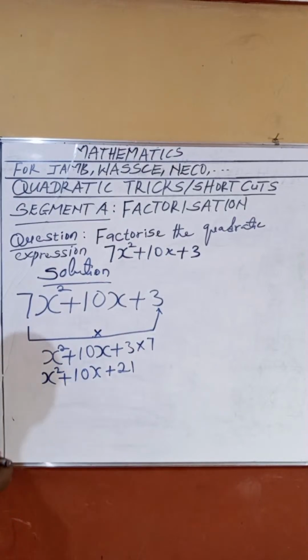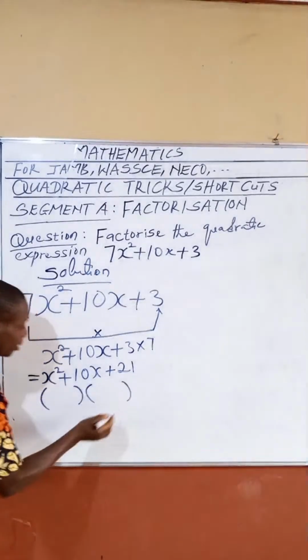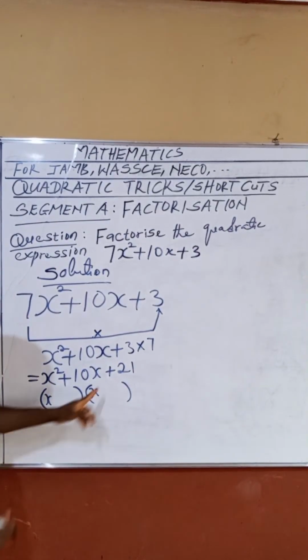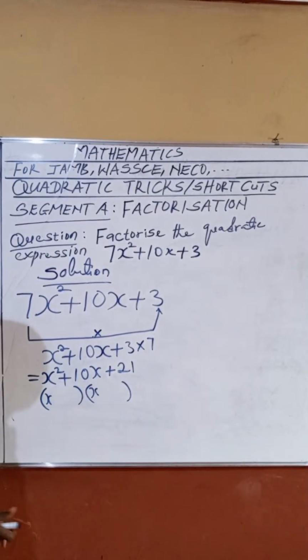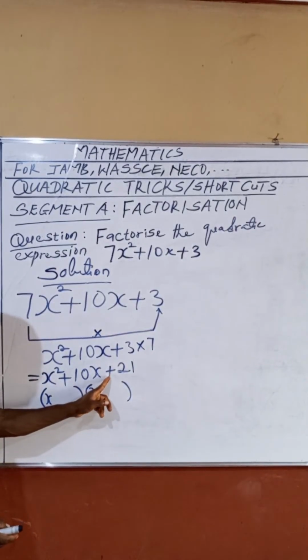So we can go ahead and open our two brackets. This is where we are going to put our x and put our x here. So is it plus or minus? Both will either be minus or both will be plus, because plus times plus is plus, and minus times minus is plus. So that's why we have pluses.